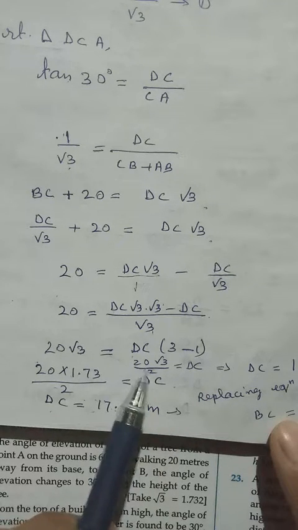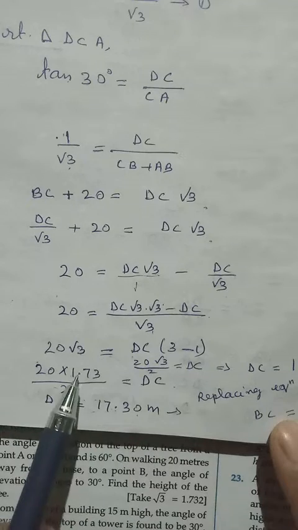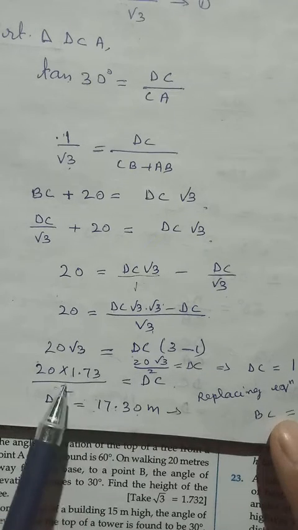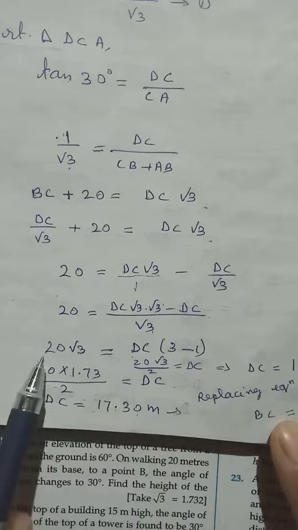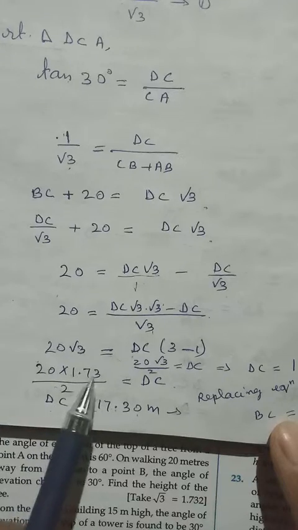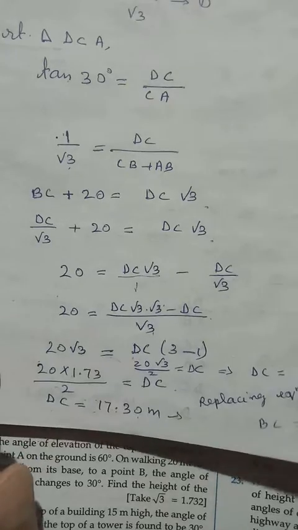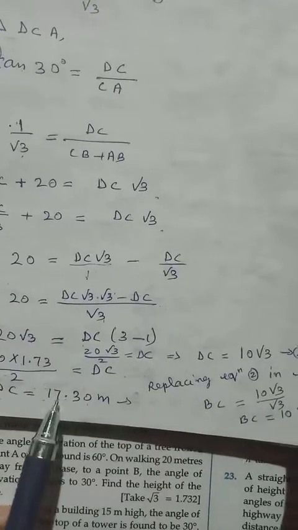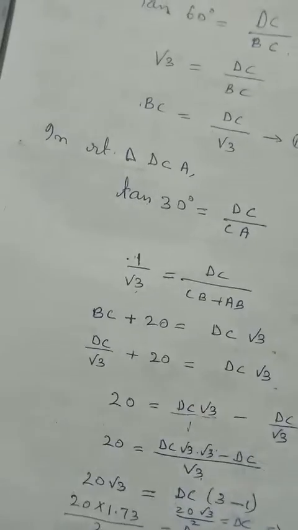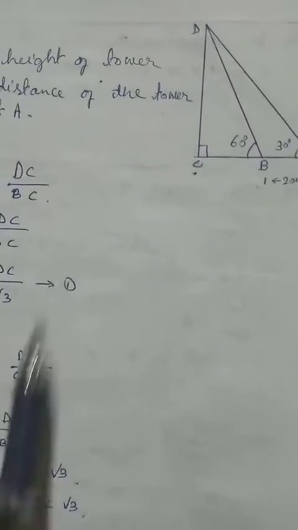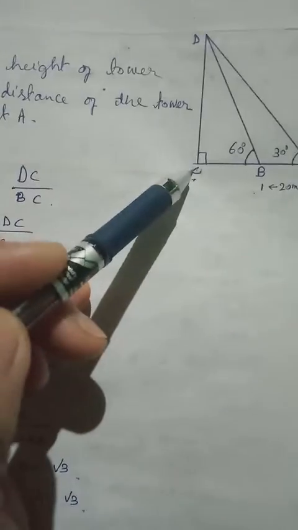So √3 we know the value is 1.73. So there 2 divided into 20, you have 10. 10 into 1.73 will be 17.30. So we get the value of DC is equal to 17.30. So let's see what is DC. DC is the height of the tower.